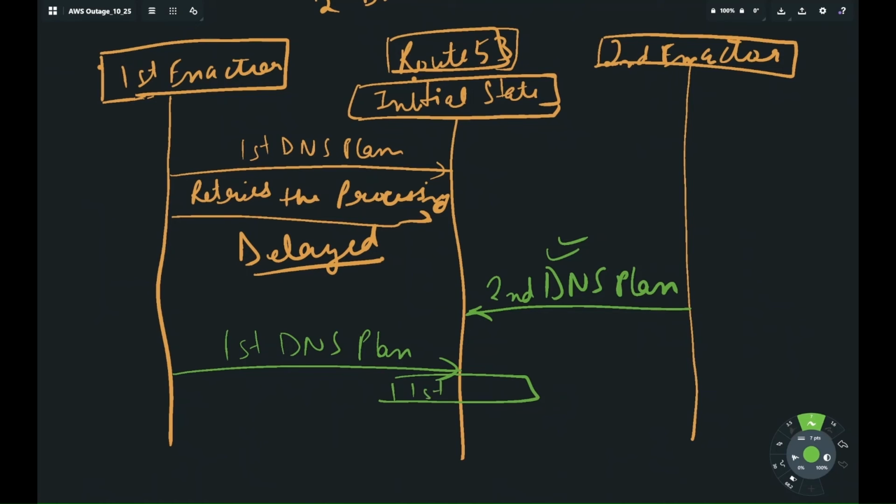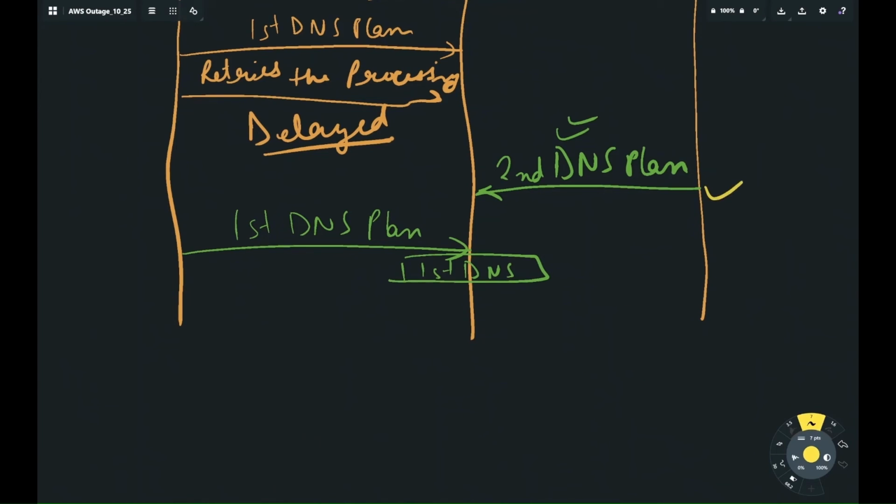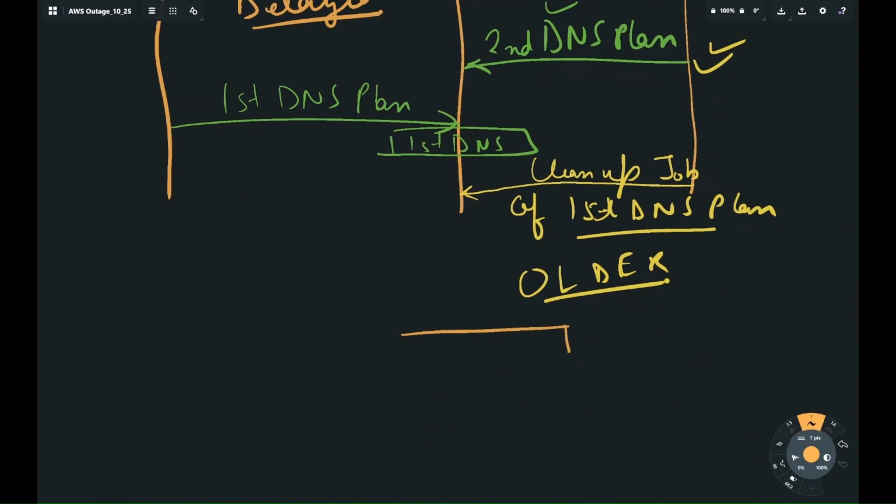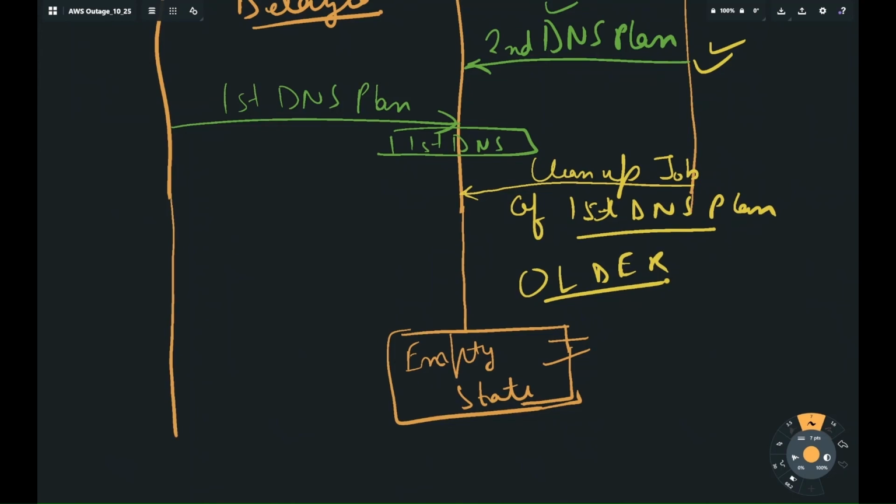So here the state was that the first DNS plan was applied. Once the DNS enactor completes updating the DNS plan, it starts a cleanup job, and it started the cleanup job of the first DNS plan, because according to this enactor, the first DNS plan was the older plan. And eventually it was left with an empty state, and that's how the outage occurred in AWS.